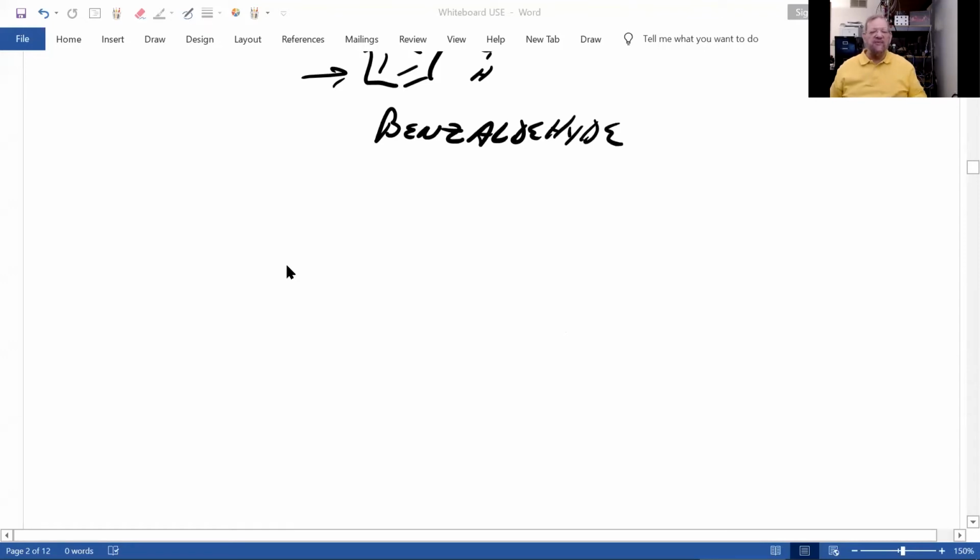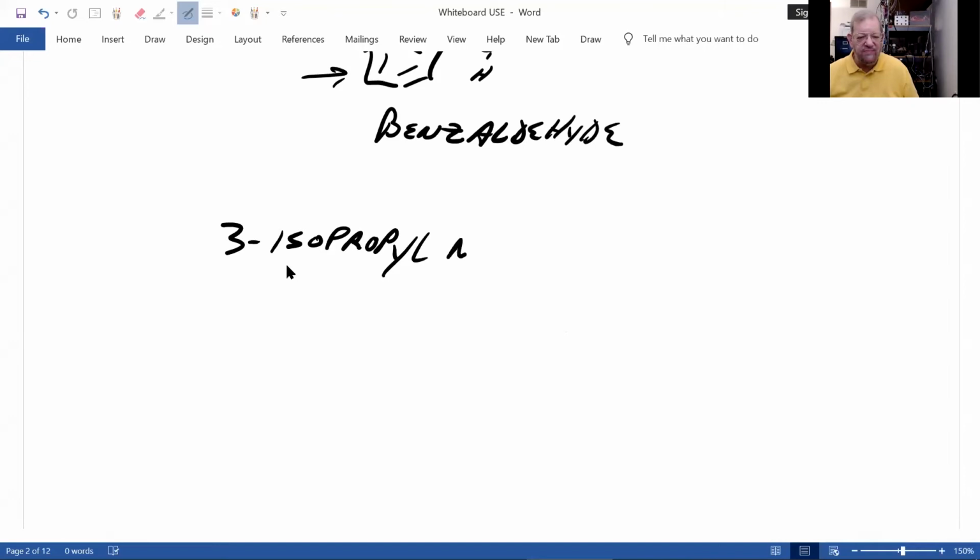Now, there are two types of skills in nomenclature. One is here's the structure, give the IUPAC name. The other is here's the IUPAC name, draw the structure. Let's try one. I'll do one, then I'll let you have one. And the question is, what's the structure, or draw the structure of this compound? How do you do that? You start from the right and move left.